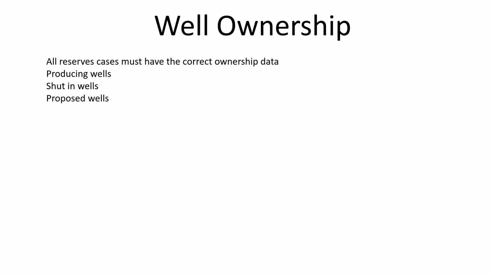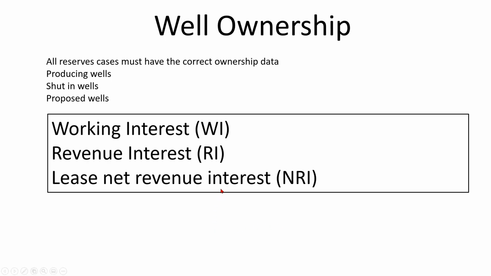All right. The next thing we have to do is we have to have well ownership on all the reserve cases. So you have to know what your client owns. If the client only owns 50% of the wells, that's what you want to evaluate, not 100%. So producing, shut in, future drilling, all have to have ownership. And the three things you have to understand, and terms that are used in PHDWin, are working interest, revenue interest, and lease net revenue interest.